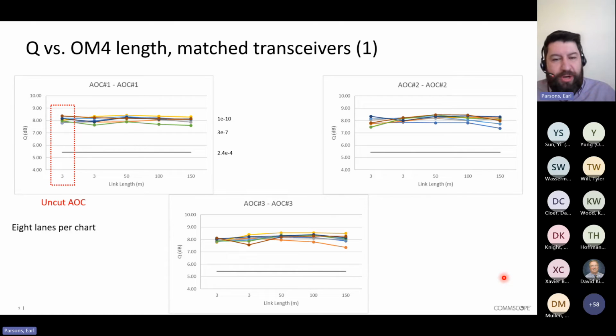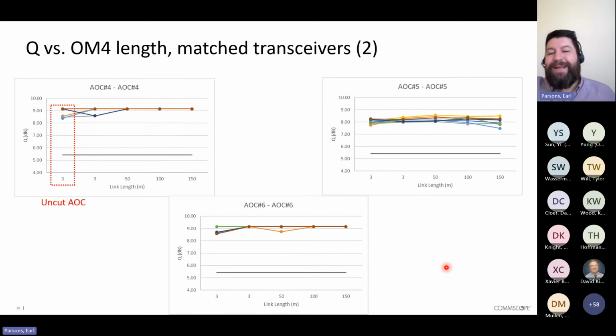So these are really encouraging results because our Q limit is down here, this black line. So we have quite a bit of margin, even if we go out to 150 meters, which is longer than we need to go. Even if we have 2 of these expanded beam connections in the path, everything's working really well. And here are the same tests with 3 other AOCs. So we tested 6 in total this way.